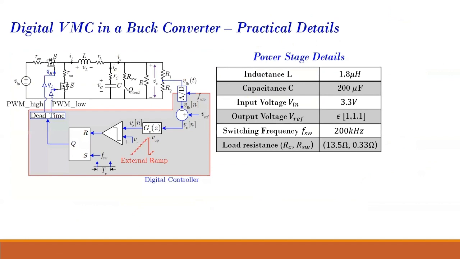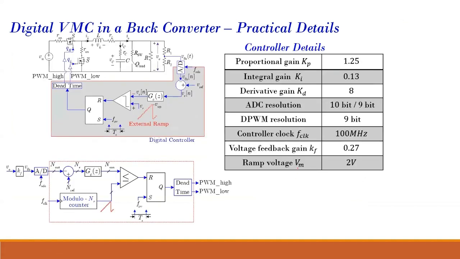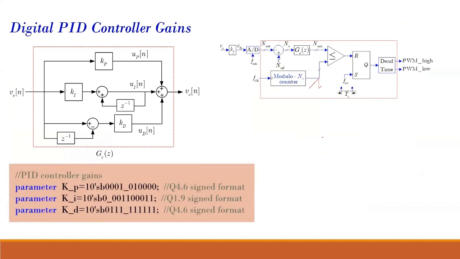Then these are the details of the capacitance, etc. This is the power stage parameters. So output voltage is 1 volt, then 1.1 volt, etc. Load can be 13.5 ohm or it could be 0.33 ohm. And similarly, ADC resolution, DPWM resolution, all this is there.